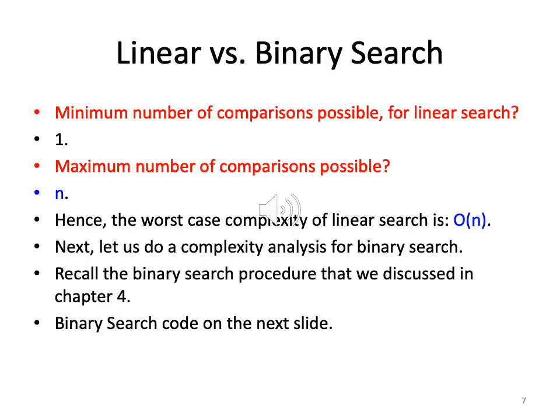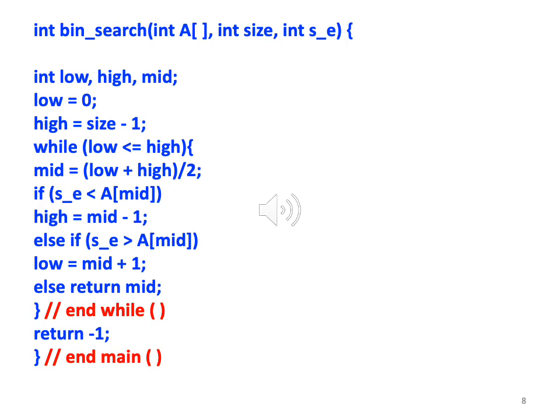Now, what about the complexity for binary search? Recall the binary search procedure that we discussed in chapter 4. Just to refresh, we have included the code for that function in the next slide, slide number 8. So let us go to slide 8 and refresh on the binary search code. Okay, now I am on slide number 8. As you can see, this shows the binary search procedure, the C code for that.